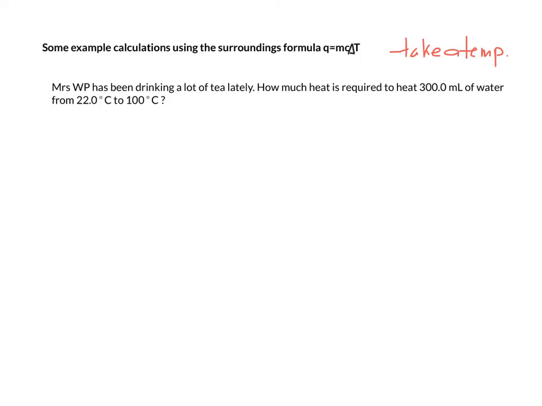So Mrs. WP has been drinking a lot of tea lately. How much heat is required? So we're looking for Q, to heat 300 milliliters of water from 22.0 degrees Celsius to T final, 100 degrees Celsius. I'm going to stick in a decimal there, so that has 3 significant digits. Q is equal to MC delta T.